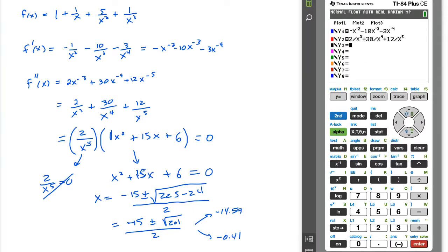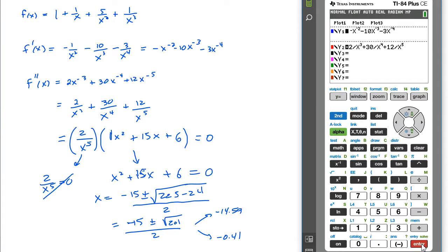Okay, so here I've brought up my calculator now, and I've placed my second derivative into the calculator in the y2 position. So I'm going to turn off y1. I'll leave it in there just in case we want to look at it again. So I'll put the cursor over the equal sign, hit enter. That eliminates it from being graphed, but it's still in the memory.